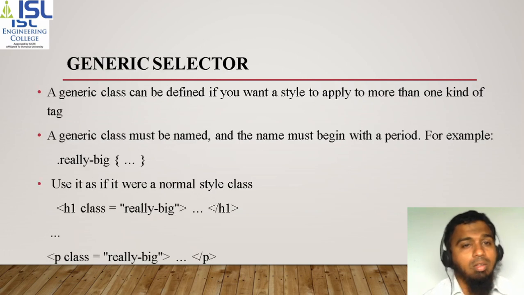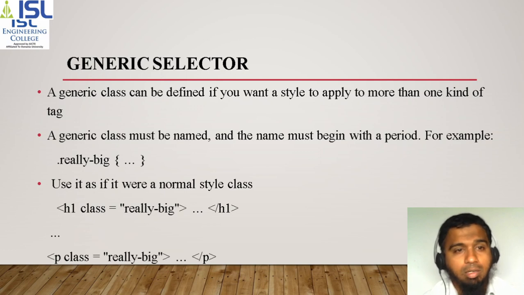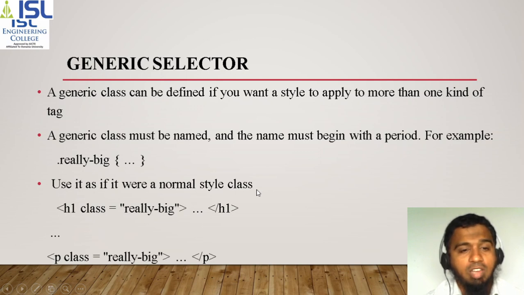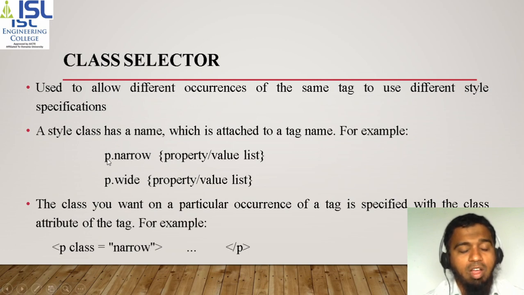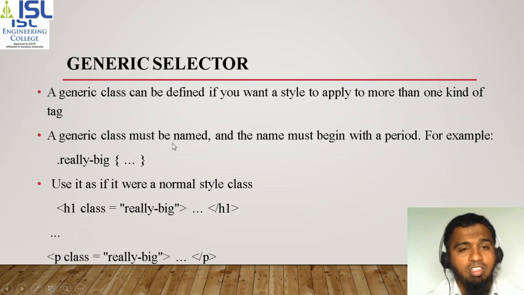Next is the generic selector. What is this generic selector? A generic selector can be defined if you want a style to apply to more than one kind of tag. A generic class must be named, and the name must begin with a period, for example dot reallybig. Use it as if it were a normal style class. What is the difference between class selector and generic selector? In a class selector we are selecting the paragraph, the tag, but in the generic selector you can use the same property on any one of the tags.